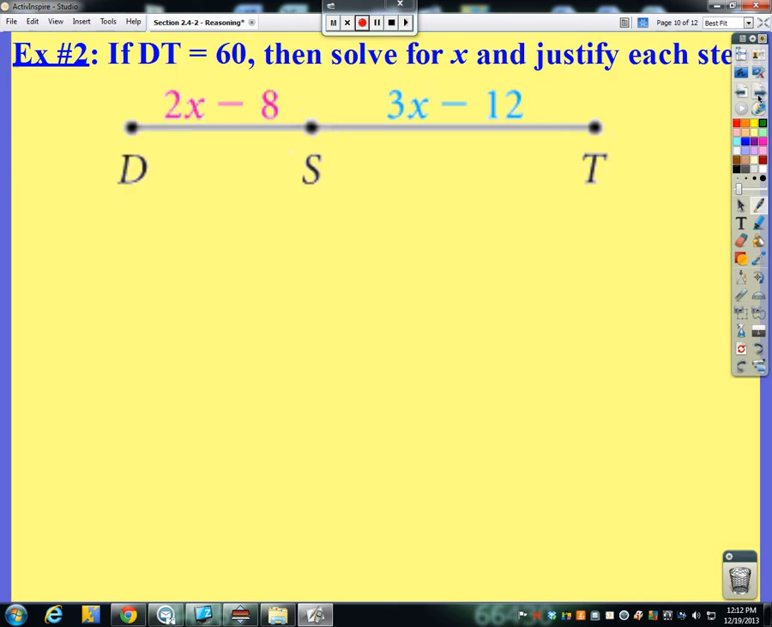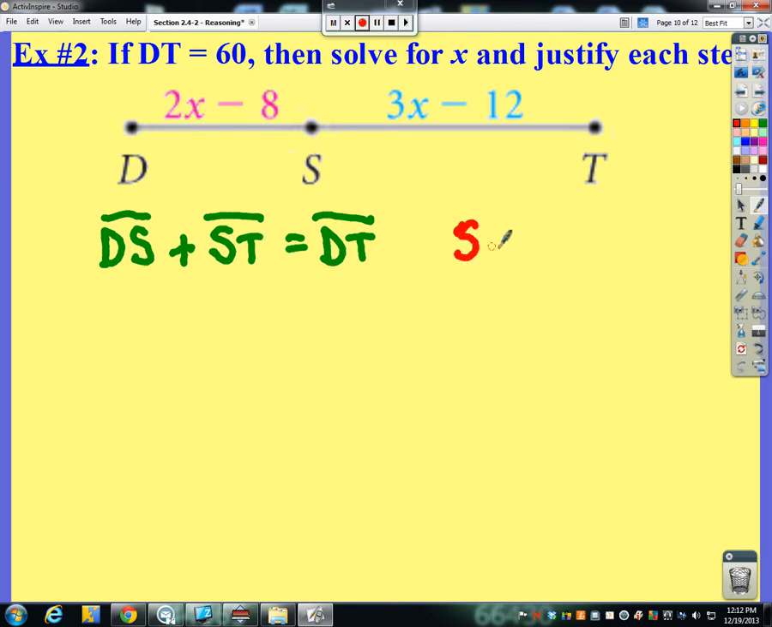So here's how I need to set this up. I don't automatically get to jump in and say 2x minus 8 plus 3x minus 12 equals 60. I've got to start with the pure geometry part of this. So my first step would be to say segment DS plus segment ST should equal segment DT. And why do I know this is true? I'm going to abbreviate some stuff here. The segment addition postulate tells me I can do this based on this picture.